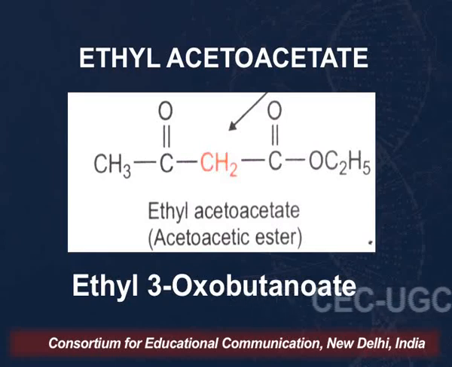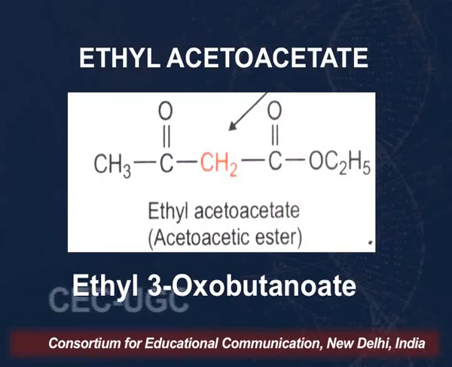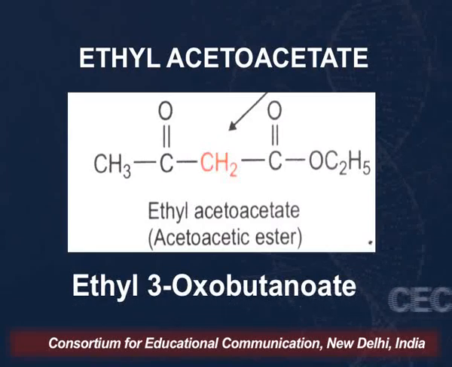In ethyl acetoacetate, we have a methylene group which is reactive in nature, and it is indicated by red on your screens. This methylene group is sandwiched between two electron withdrawing groups. One is the aceto group and the other is the ester group. Therefore, the hydrogens of this methylene group are acidic in nature. That is, they will undergo deprotonation easily.